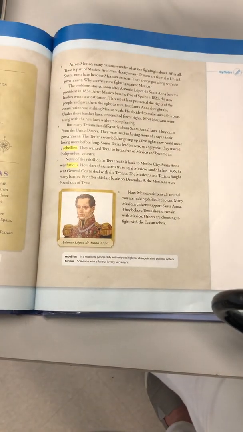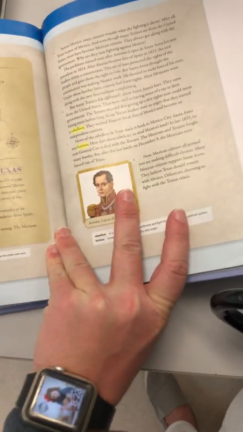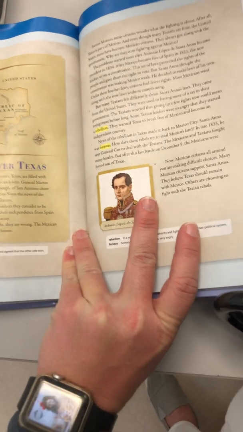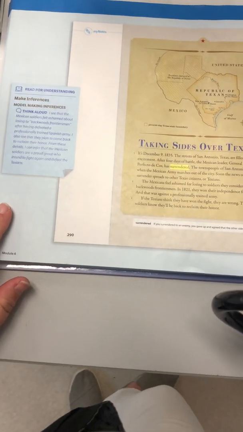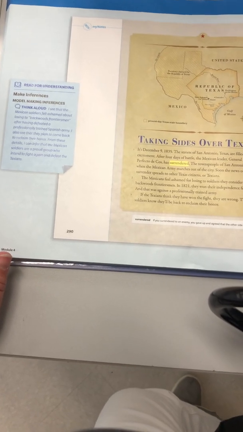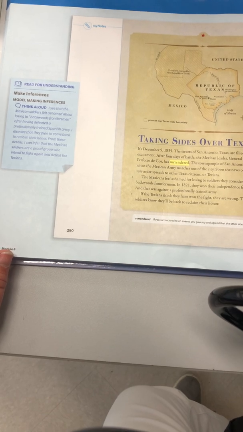All right, let's turn to page 290. Next page. Next page, please. Let's go through the story and let's read the story and ask questions. It says, Taking Sides Over Texas. In December 9th, 1835, the streets of San Antonio, Texas, are filled with excitement.